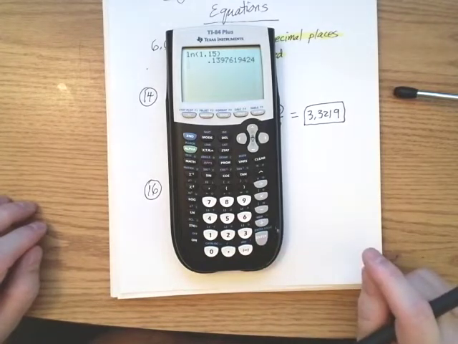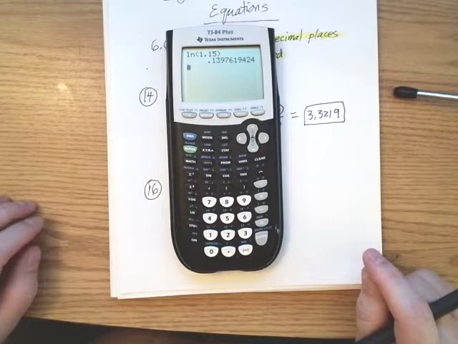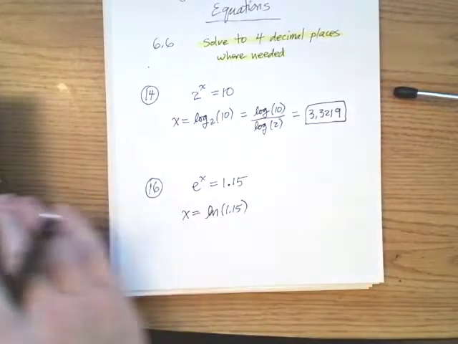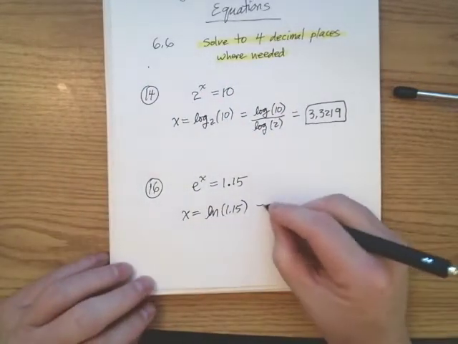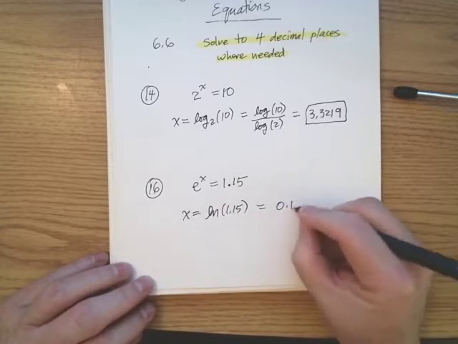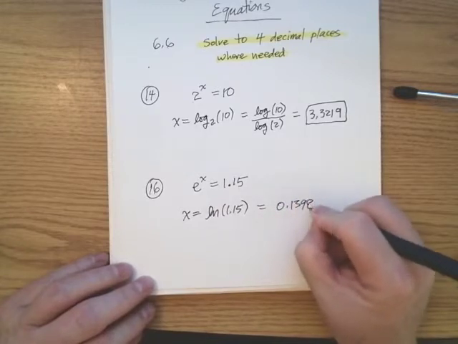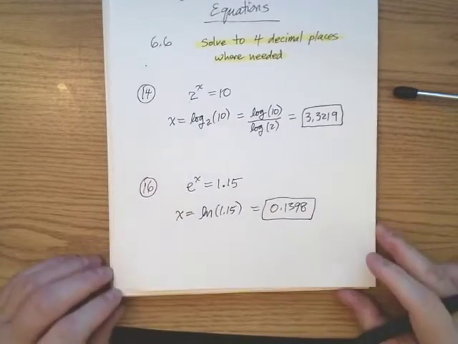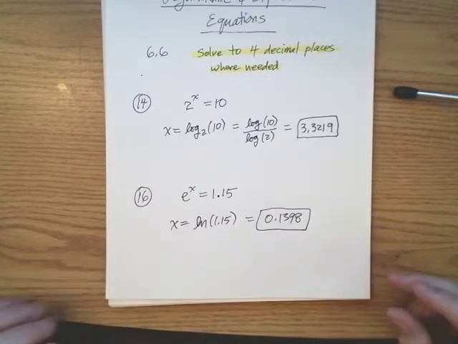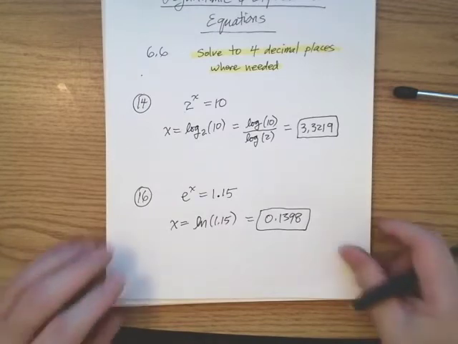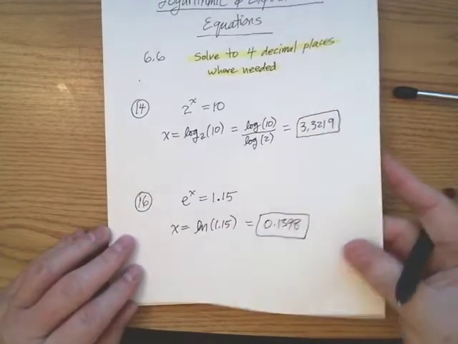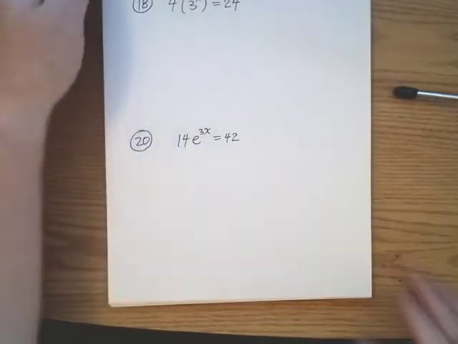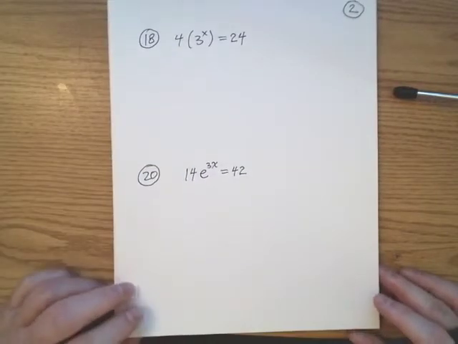And rounding it, I think I get 0.1398. Okay. Again, I could test that, but I'm not going to be checking my answer in every single case here. Okay. There we go. All right, let's keep going here. So some exponential equations.